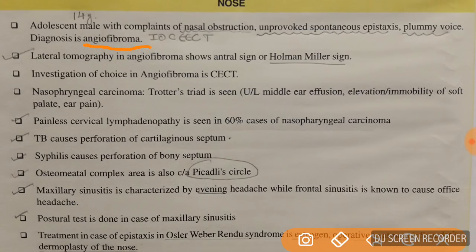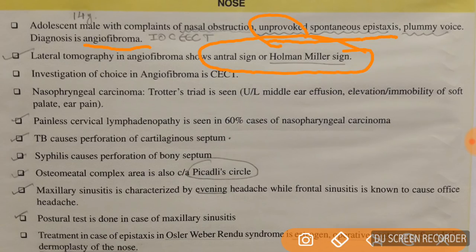So adolescent male, typically 14 year, with a complaint of nasal obstruction, unprovoked, spontaneous epistaxis. Mind the points: unprovoked, spontaneous, plummy voice. The diagnosis is angiofibroma, and the investigation you will ask the patient to do is CECT of the nasopharynx. Lateral tomography in angiofibroma shows antral or Holman-Miller sign. This is the characteristic sign seen in angiofibroma.